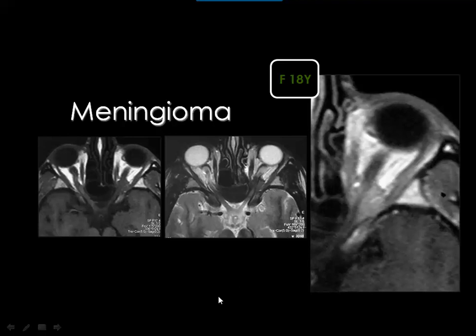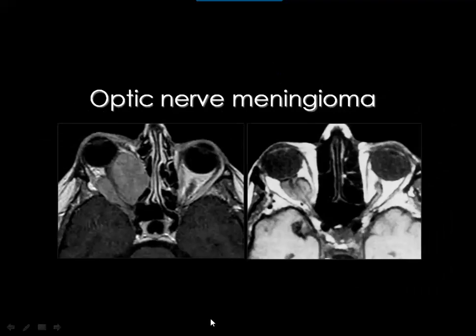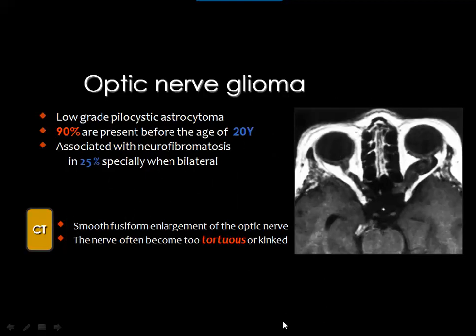mass itself, and here also you see a lesion at the orbital apex, and you can see the optic nerve fibers going through the tumor mass. Then these are two different cases of optic nerve meningiomas, a big one on the right side and a smaller one in another patient also on the right side. In both cases you can see the optic nerve fibers going through the mass itself.